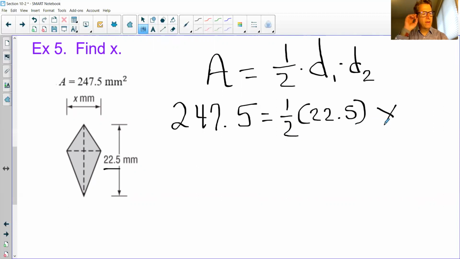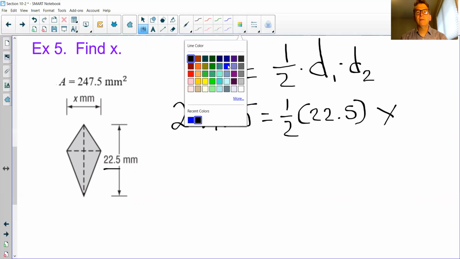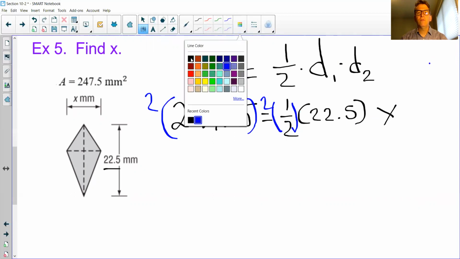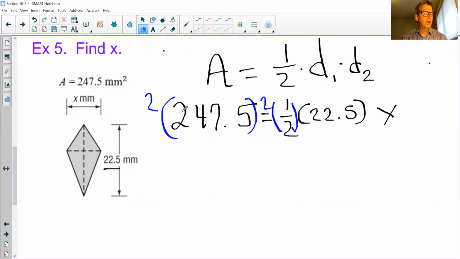Okay? Now, in order to get rid of this half, let's multiply both sides of this equation by the reciprocal, which is 2. The reciprocal cleans up this problem, and then we can move forward. This becomes 495 on the left, and then on the right, we have 22.5 times x.